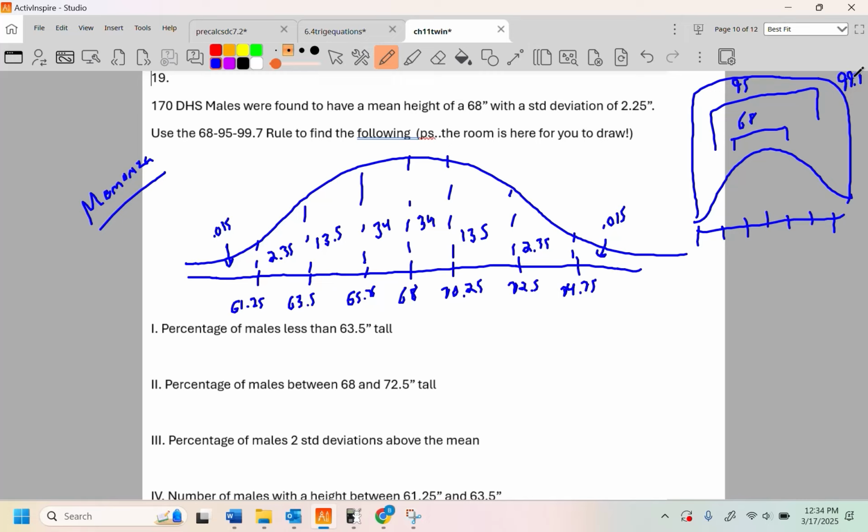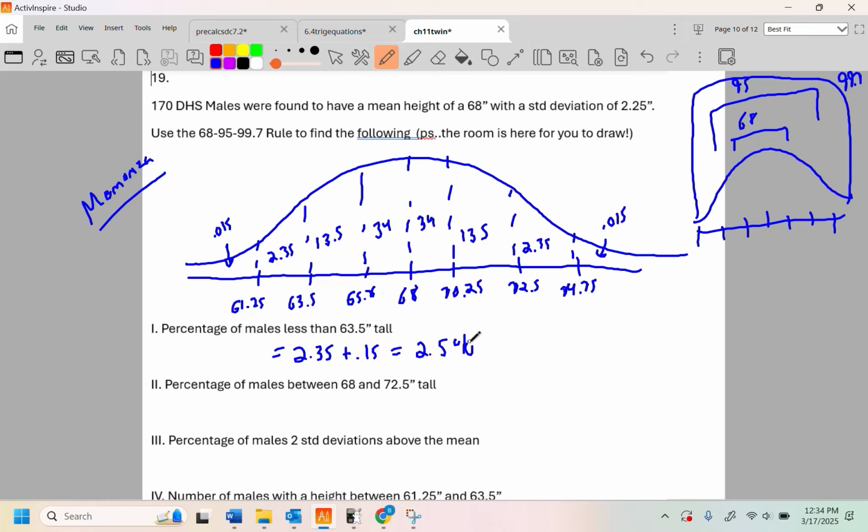All right, find the percentage of males less than 63.5 inches. So that would be those two sums: 2.35 plus 0.15, which is going to be 2.5%.